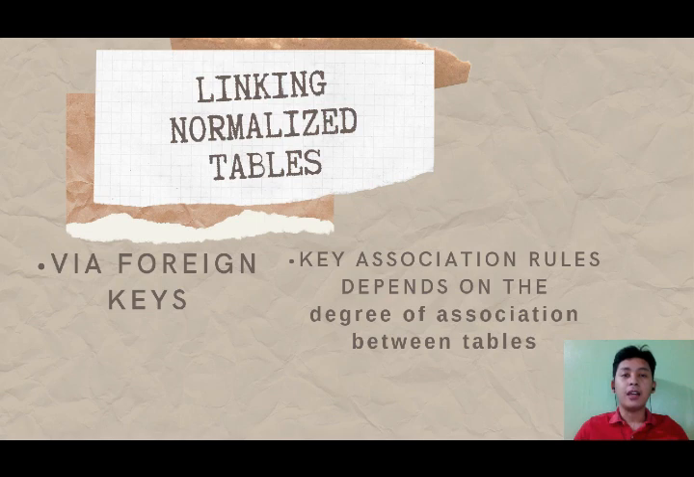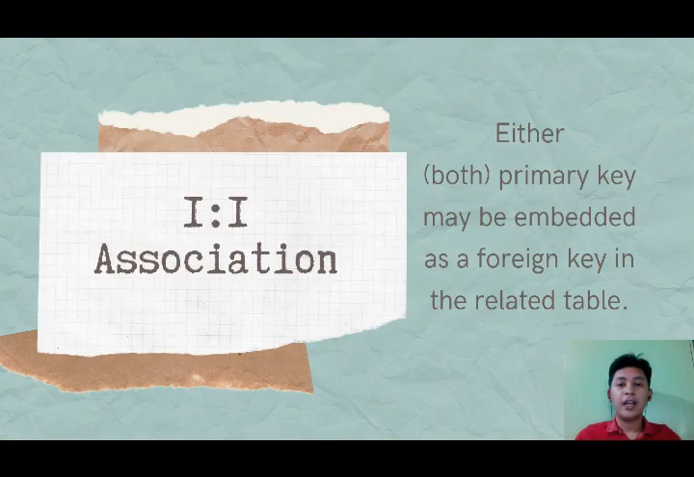So what are the key association rules? The first rule is the key in a one-and-one association. Here, the primary key of both tables can be used as the embedded foreign key, since each occurrence for both tables is unique. For a better understanding, let's have an illustration.